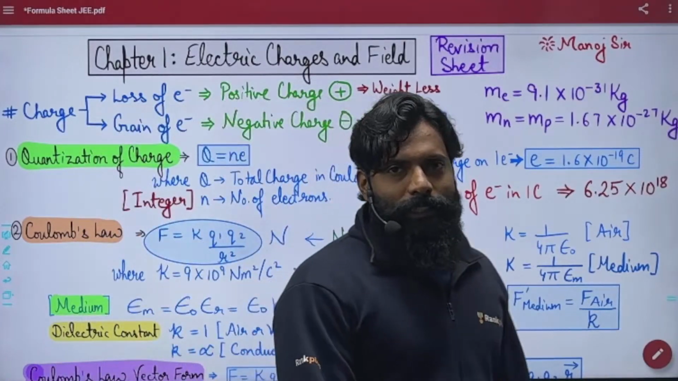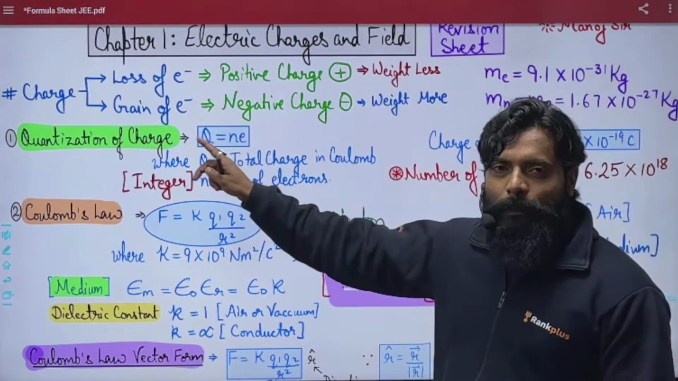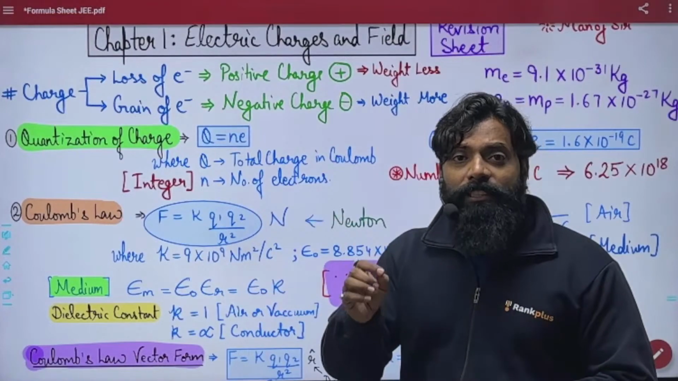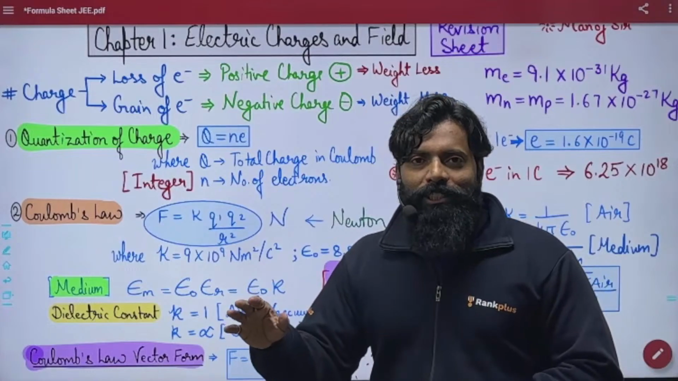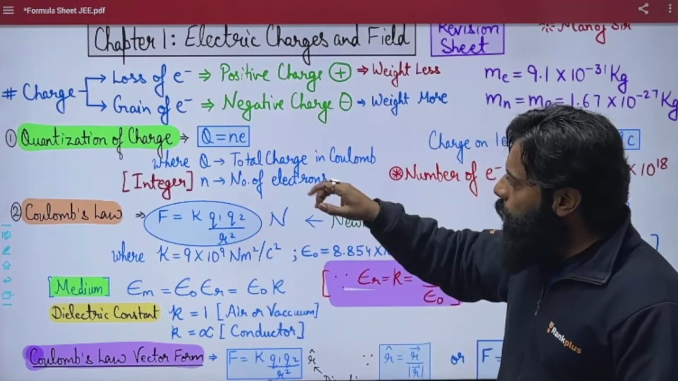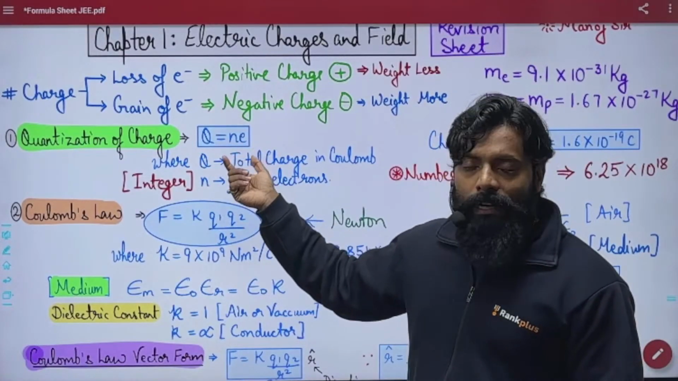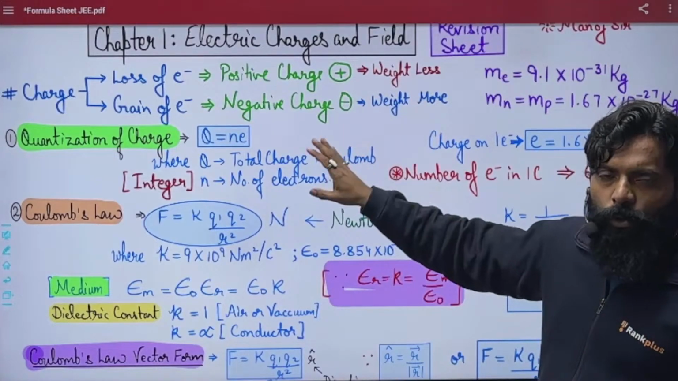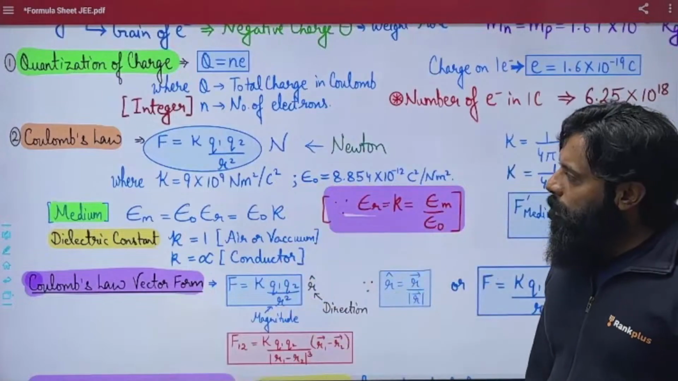Now let's revise the formula for electric charges and field. The first concept is the quantization of charge. As we know, all the charges in nature are due to the imbalance of electrons, right? All the charges develop due to the imbalance between the electrons and protons. So I can say that Q equals Ne, and that N must be an integer. It basically works only at the microscopic level. At the macroscopic level, we have to ignore this. Then comes Coulomb's law.